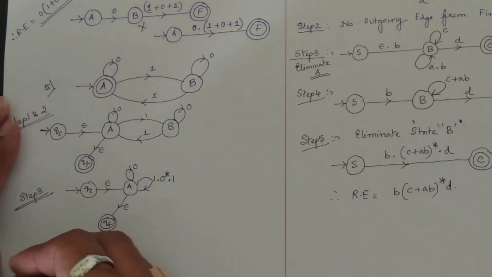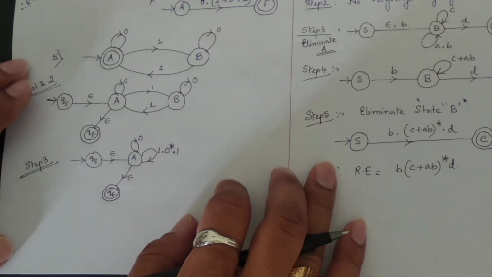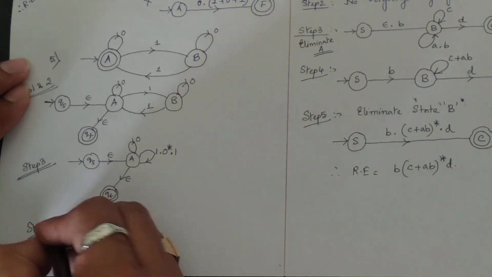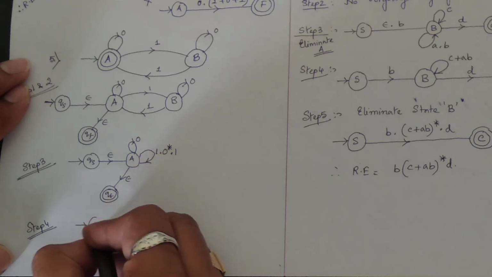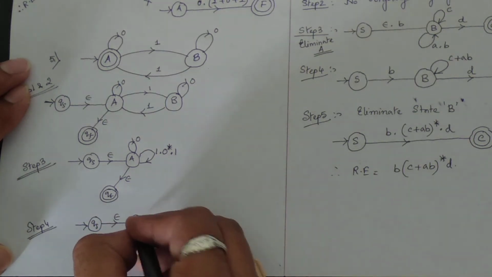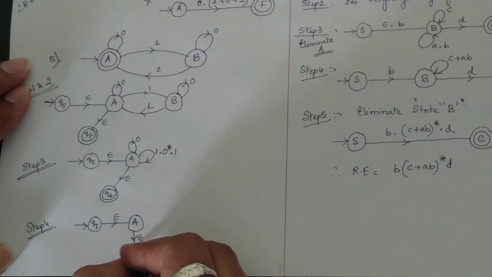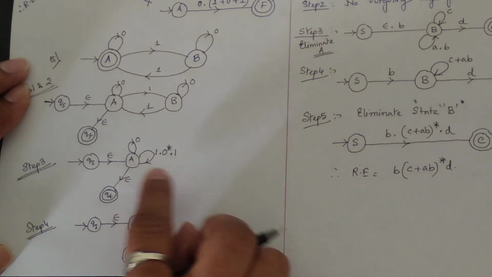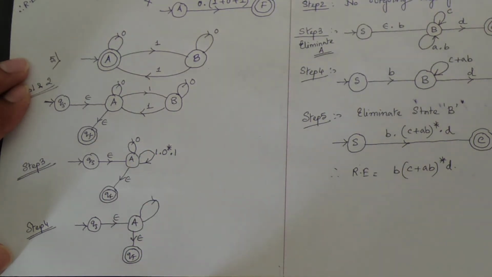That means in step number 4, I can merge these two scenarios. That will be QS moving with an epsilon transition to state A, and from state A an epsilon transition to the final state, that is QF. And in state A I can merge these two self loops. And what will be the answer? Can anybody let me know? We are not taking any live classes, so you can comment down below, and you can pause the video and think of it.